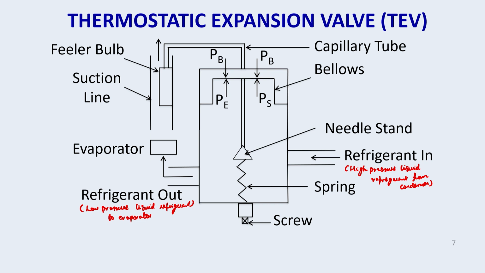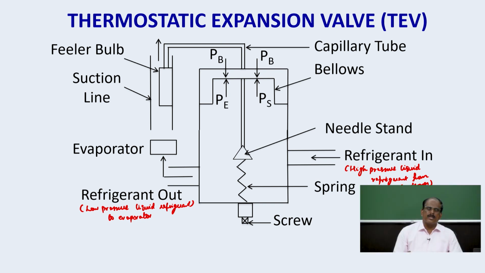So similar to the automatic expansion device, here also we have got a diaphragm or bellows. That's a needle stand. Spring is there. So this is like an adjustment spring. So let me repeat here. This tube, which is the capillary tube or a narrow tube, contains a power fluid which could be either the refrigerant which is used in the system or it could be some other.